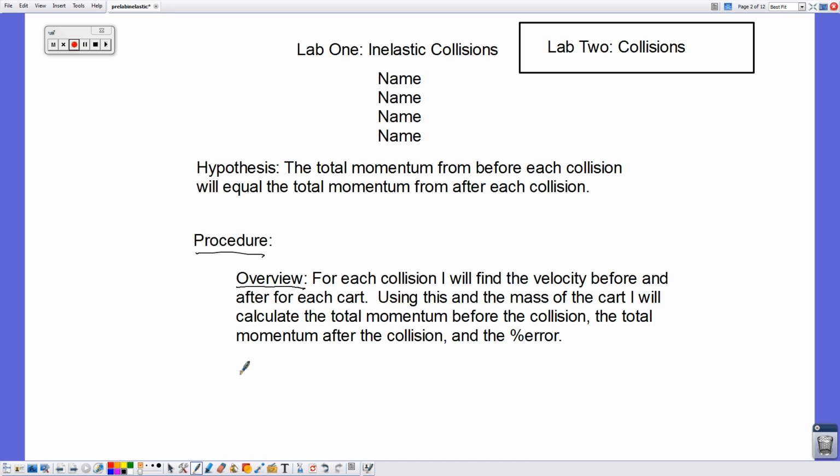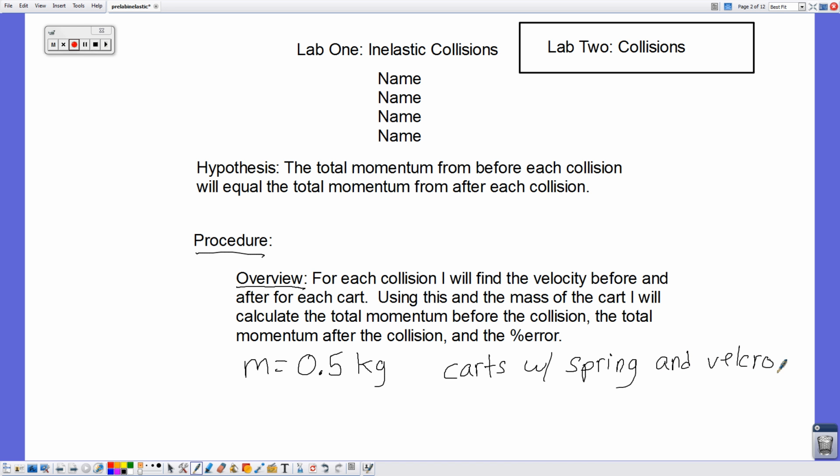All right, let's stop here for a second. The mass of your cart, that's 0.5 kilograms. And the carts that I want you to use, they're in the cabinets along the wall that are locked. The sub has a key. You want to use the carts with the spring on them. You'll know the ones when you see them. They also have Velcro. This is an inelastic collision lab, so the Velcro is important. It's what's going to make our carts stick together.